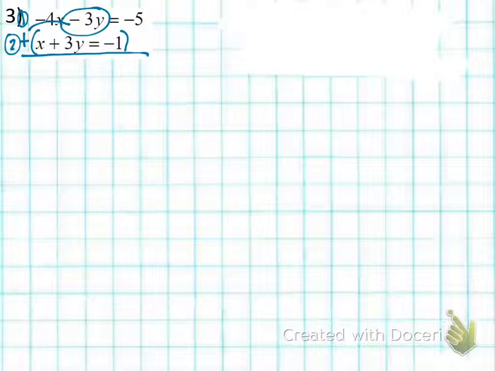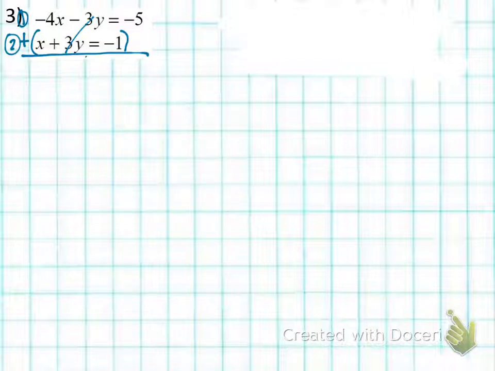Negative 3y plus positive 3y is 0y, right? Which means it eliminates. So we use the right operation. If it didn't work, you would use subtraction, okay? So now let's just work it out.